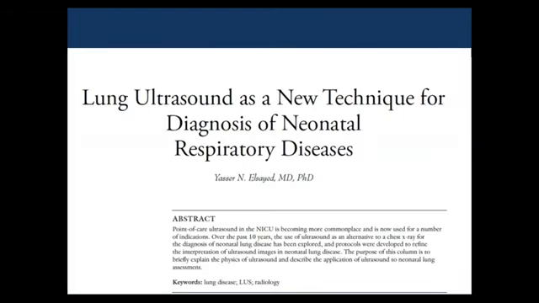You can get more details about lung ultrasound as a new technique for diagnosis of neonatal respiratory diseases in this article, which will be available online soon.